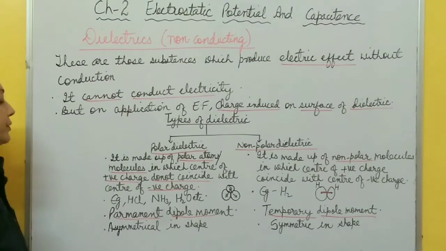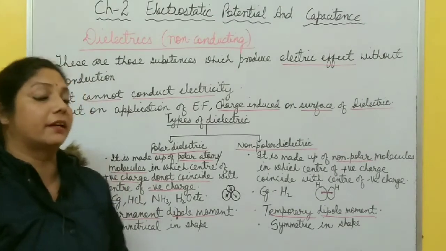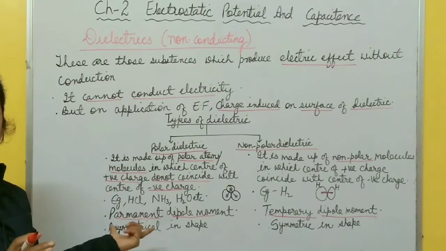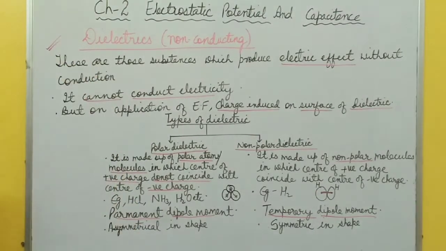So it is very useful when we study capacitors and capacitance. In that, a dielectric is used, right? So dielectrics are those substances which produce electric effect without any conduction, and there are two types of dielectric, polar and non-polar, right? Okay, please take a screenshot.